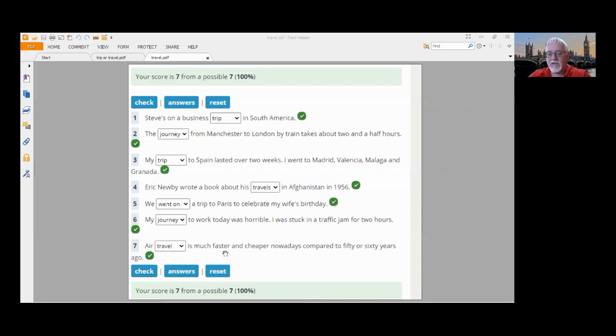Air travel is much faster and cheaper nowadays compared to 50 or 60 years ago. Remember, if we're using travel as a verb and we're using it personally, yeah, depending on which tense you are in, I travel, you travel, he, she, it travels. Past tense, I traveled, you traveled. Okay. When we come to part 2 of the video, I will explain to you the other use of the word trip when it's used as a verb, but it has a totally different meaning.